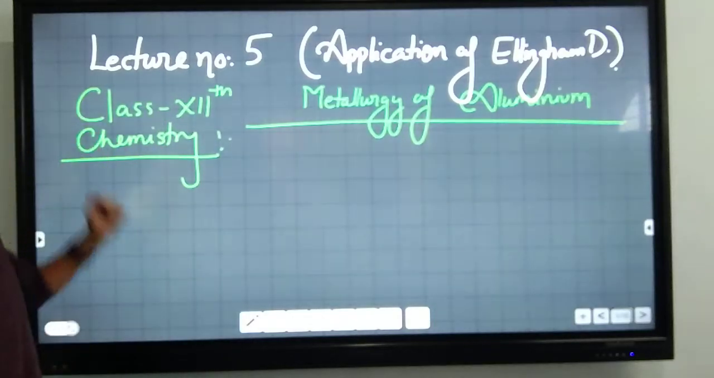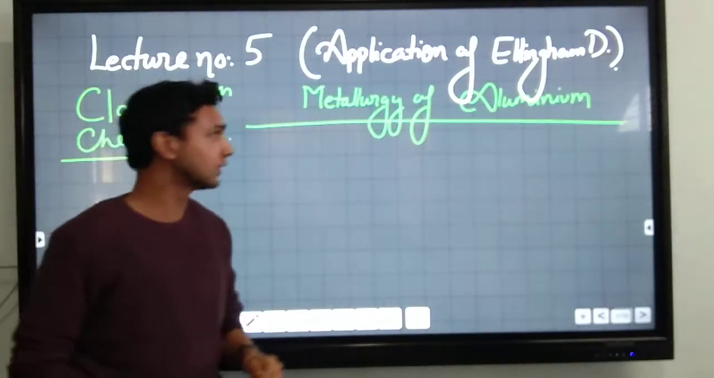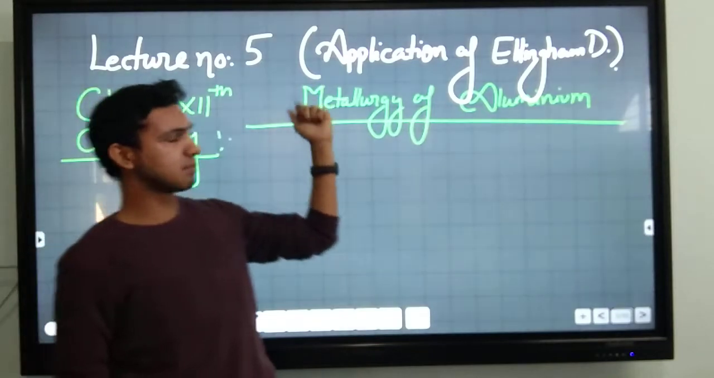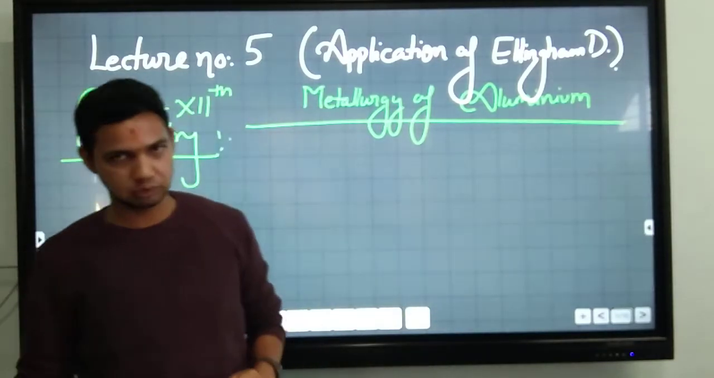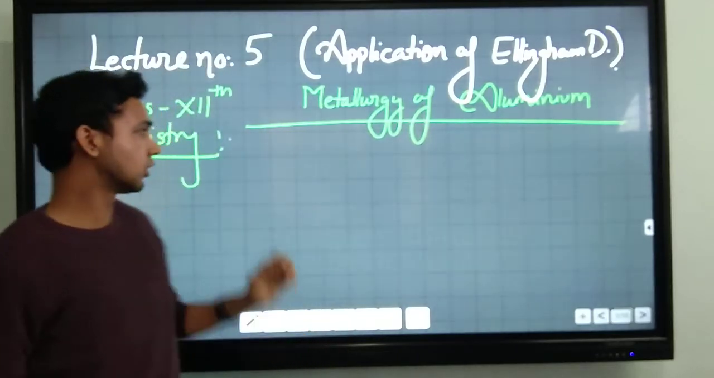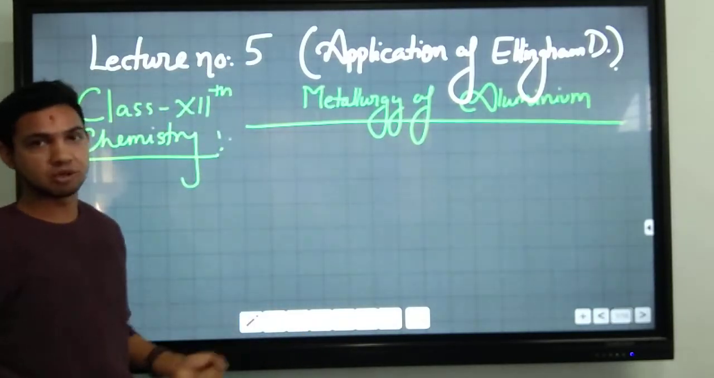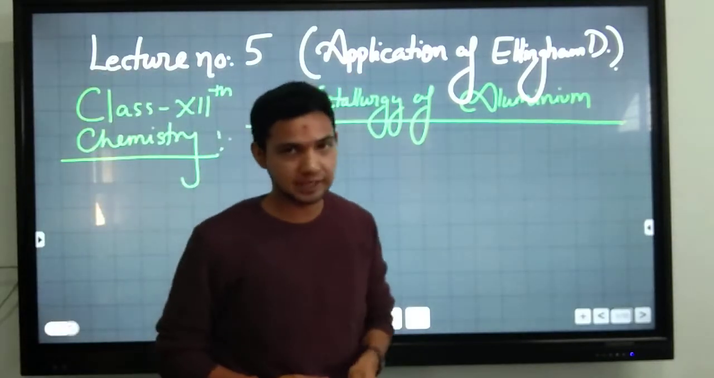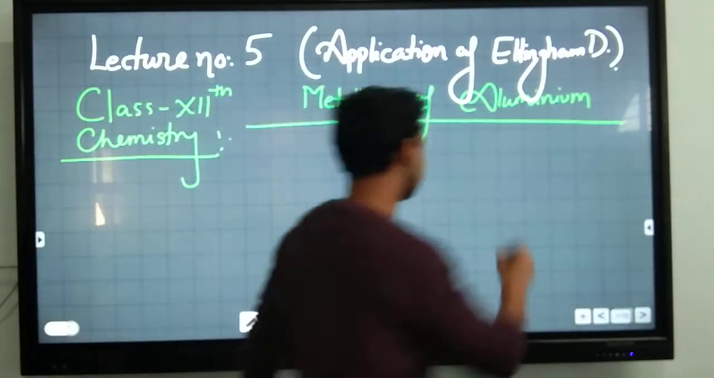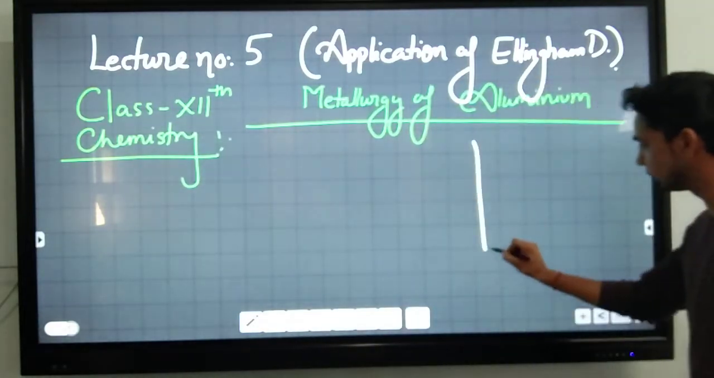Today is lecture number 5, chemistry for class 12, and we are starting the last application of the Ellingham diagrams, which is related to the metallurgy of aluminium. So today I am going to explain the metallurgy of aluminium. That metallurgy also works according to the Ellingham diagram. So I am again going to draw an Ellingham diagram.